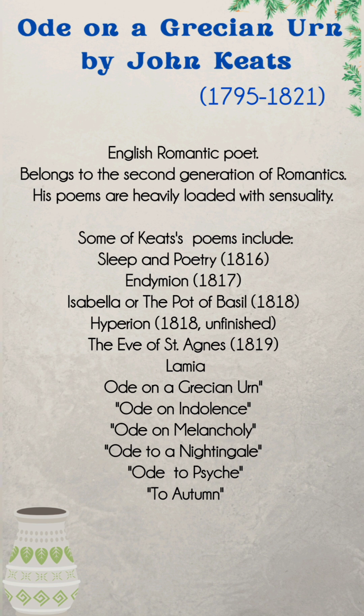Now look at the main works written by Keats. Sleep and Poetry, Endymion, Isabella or the Pot of Basil, Hyperion. Hyperion is an unfinished work. Then The Eve of St. Agnes, Lamia. These are some of his poems.